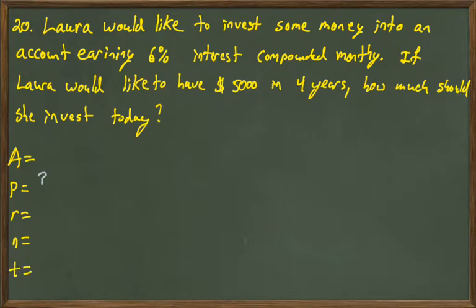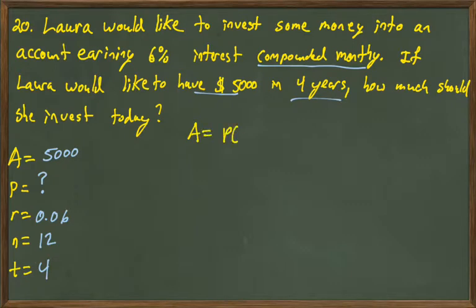So she would like to invest some money now, so that's her present value. So the present value is what we're trying to find. Interest rate is given as 6%, so that's 0.06. Compounded monthly, so that's going to be 12 for the N. And let's see, she'd like to have $5,000, so that's going to be our future value of 5,000. And the number of years is going to be 4. So amount is equal to principal times 1 plus r over n raised to the nt.